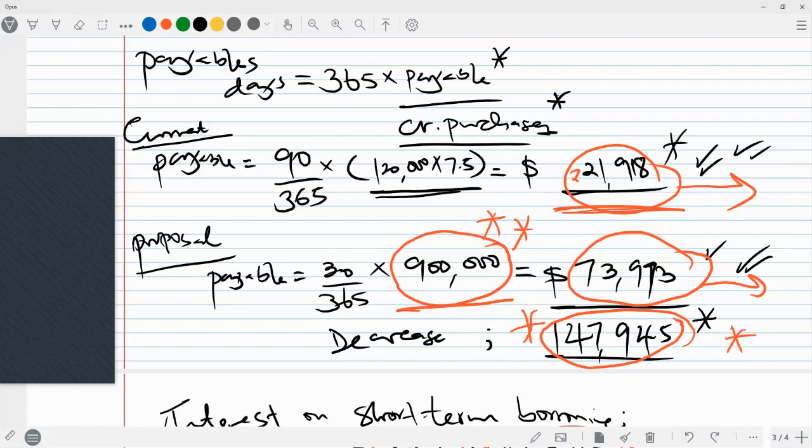So in this case, the payables is basically the amount that suppliers are giving us on credit at any point in time. Okay. Clear? Any other question?